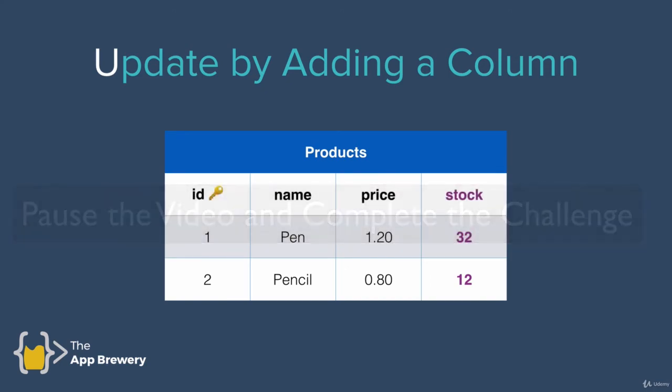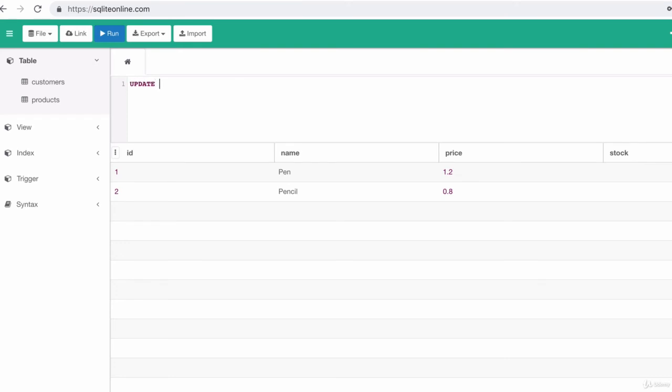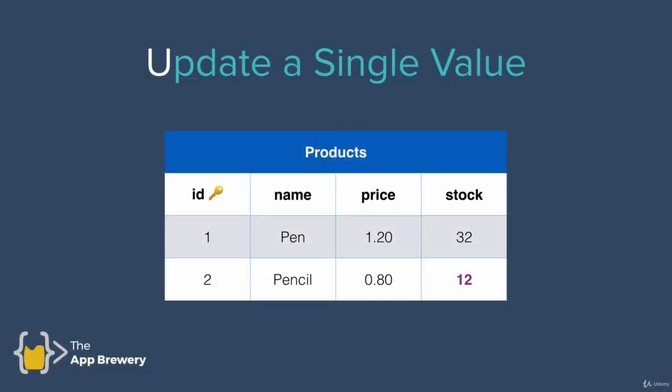All right, so that shouldn't have been too hard because you can always head back to the documentation and check out the syntax for the update statement. In our code, we need to specify update the products table, and we're going to set the stock to equal 32 for the pen. And we're only going to set the stock to 32 where the ID is equal to 1. So now if we hit run, then you can see our pen now has a stock value and the pencil has a stock of 12.